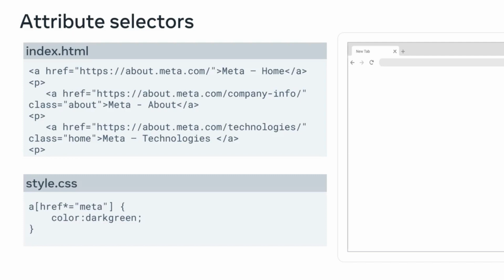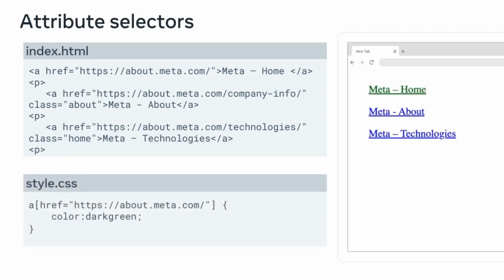Alternatively, you can target all 3 elements by inserting the href attribute, a star, and a common value that is part of all the links that you want to target. In this case, it can be the text meta. Now all 3 links will be green because each link contains the word meta. Or you can target only the first element by adding the specific link as the value of the href attribute that you want to target inside the square brackets. Wherever there is an attribute on a web page, you can use some variation of an attribute selector to modify it. This makes attribute selectors a very flexible styling tool.